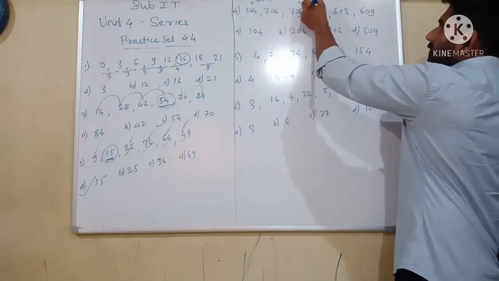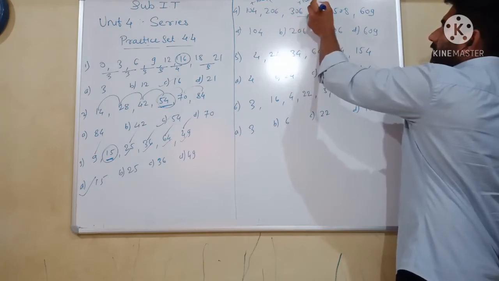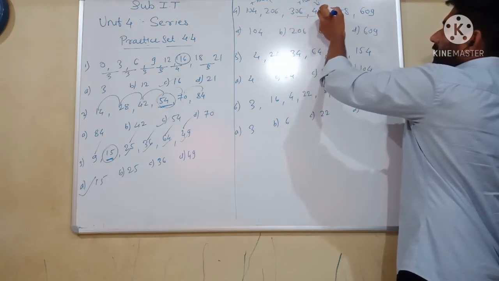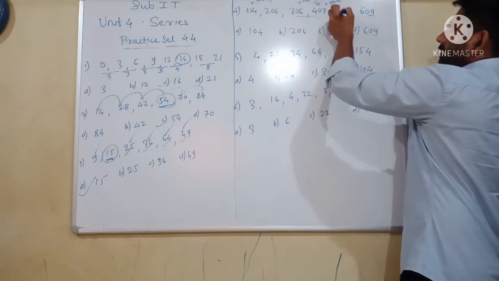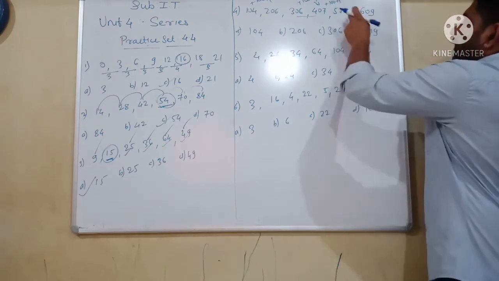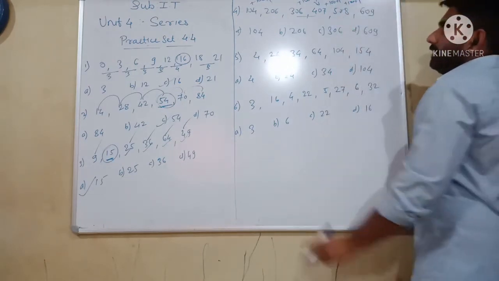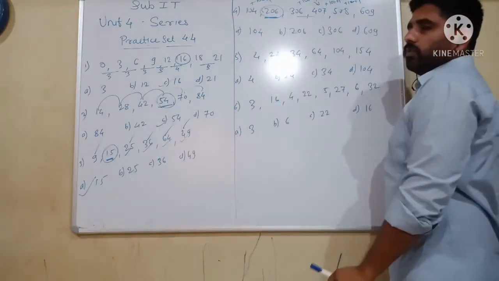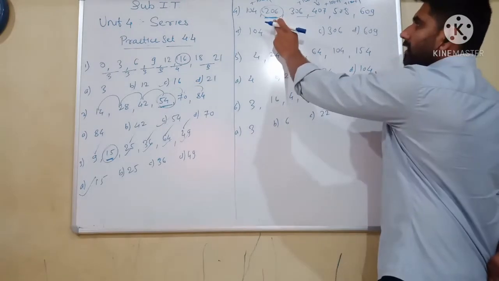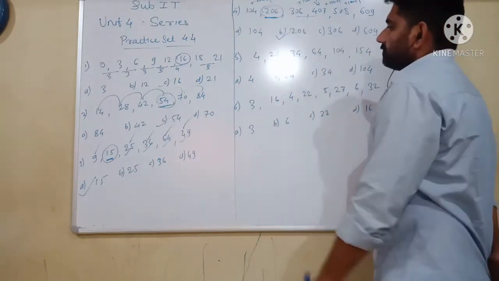300 plus 100, 407, plus 1, 407. Here 407 plus 100 plus 1 is 508. 508 plus 100 plus 1 is 609. But here, after the second 206 does not follow that pattern. So it is the expected wrong term. So that's why option number B.